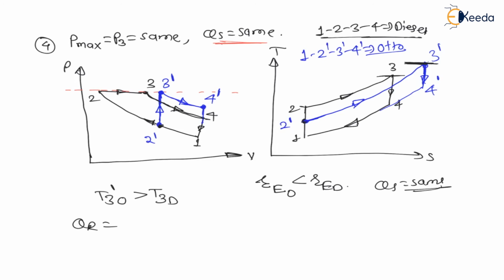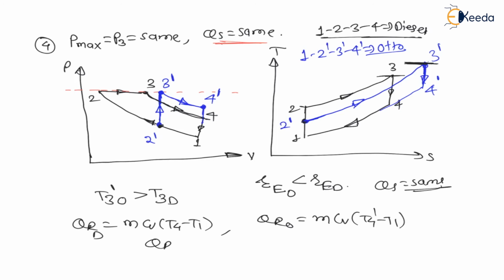My dear students, heat rejection is nothing but, now from 4 to 1, that is for diesel it will be mCv (T4 minus T1), this will be for diesel, and for Otto heat rejection will be equal to mCv (T4 dash minus T1), and you know that T4 dash is more than T4. Therefore, heat rejection of Otto is more than heat rejection of diesel. Very important parameter. Now let us understand this thing.